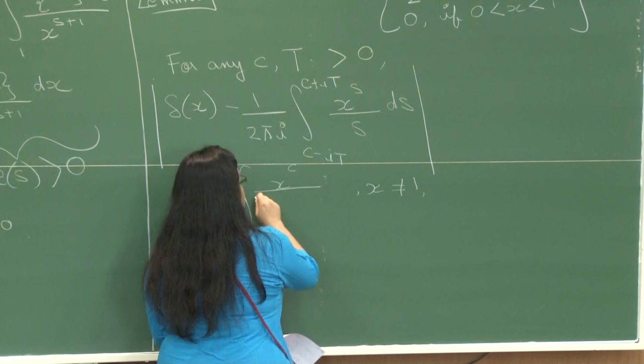So how do you take care of that? The finite part goes to 0 as capital T goes to infinity. What do you do for the infinite sum?